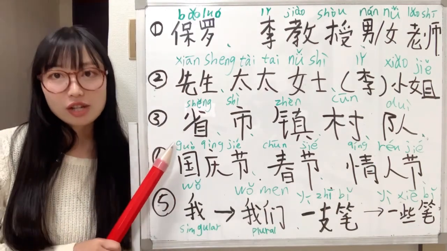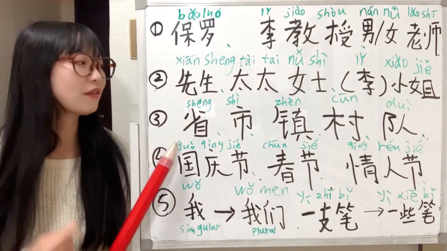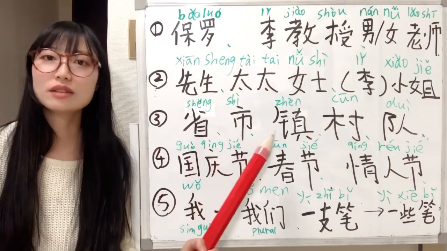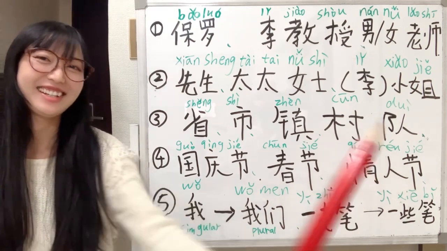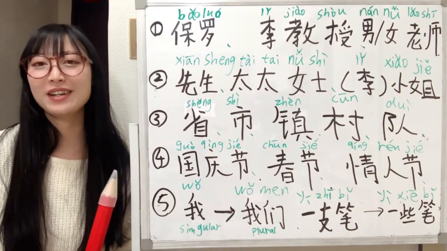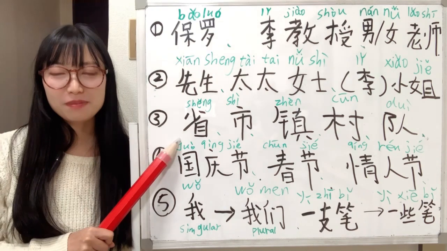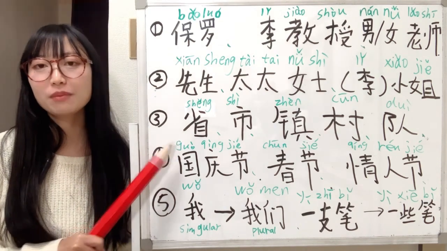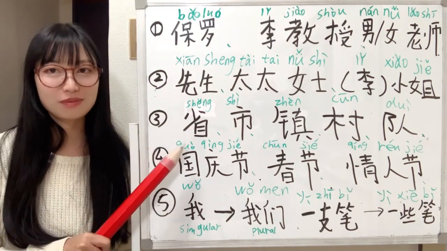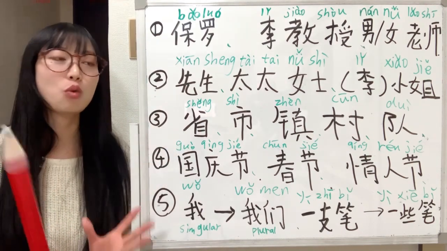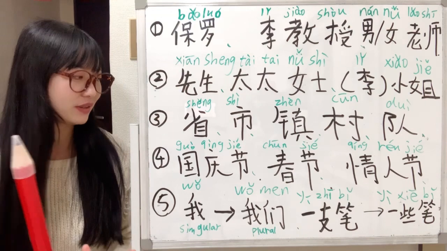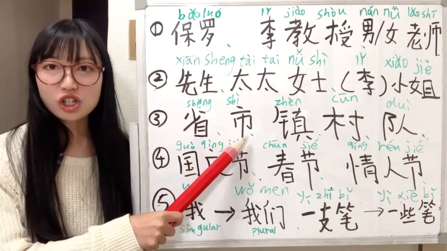And also in China, we have the province, city, town, village, and the team. What's the team? Okay, I'm going to explain now. So 省 is a province. For example, 广东省, okay, it's a province. 广东 is a province. And 市 is a city.